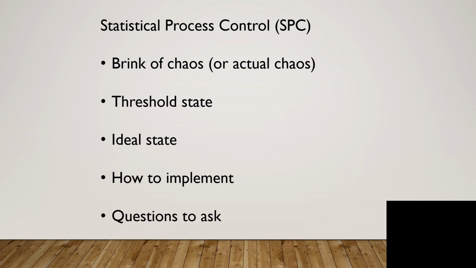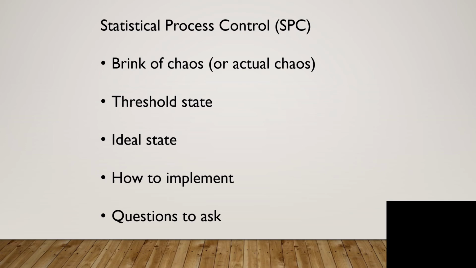Next, we have the threshold state. Here firms produce some non-conforming product, but the process is still predictable. Most organizations are in this state. The best is the ideal state. This means that a firm produces 100% conforming products where variation is small and the process is predictable and acceptable.